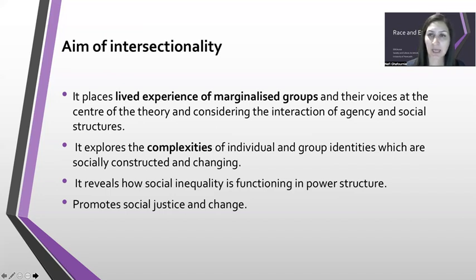One of the aims of intersectionality is to put the voice of marginalized people at the center. In most theory, we usually talk about the founders of sociology, who were all male and all white. But in intersectionality theory, we try to give voice to people whose voices have never been heard. So it's one of the beautiful things about intersectionality.